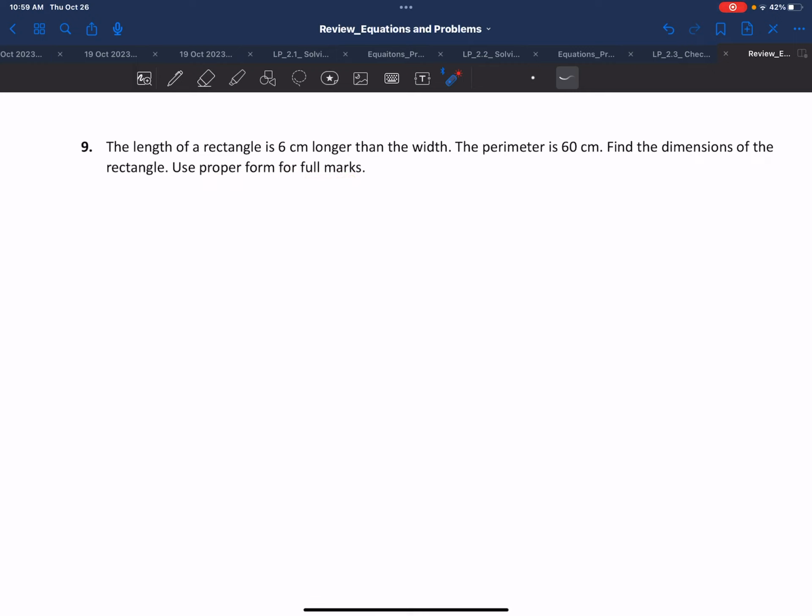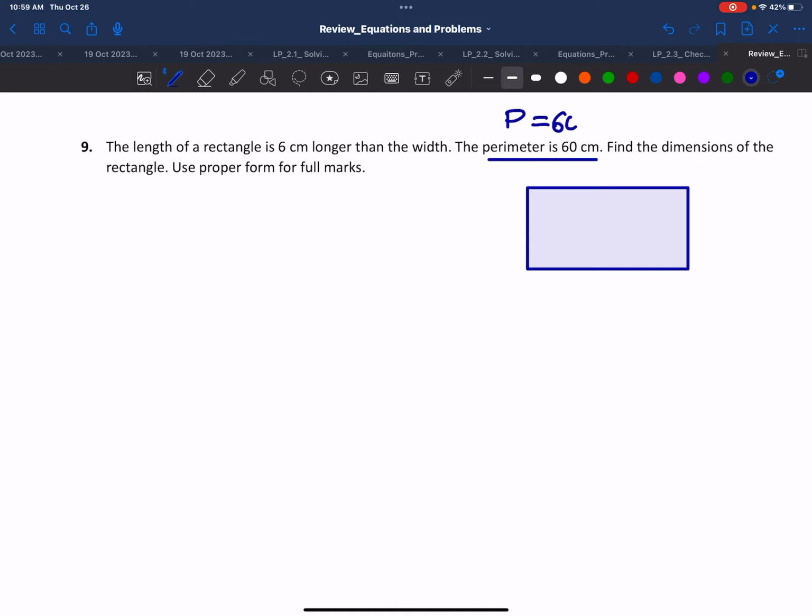So what we are dealing with here is a rectangle, and I like to draw one whenever I deal with geometric shapes. So let me draw the diagram. The perimeter is given as 60 centimeters. That's information given, so I can write that down here so that I understand and see it better. And we are told that the length of a rectangle is 6 centimeters more than the width. Now I know whenever I say "is," it means equals.